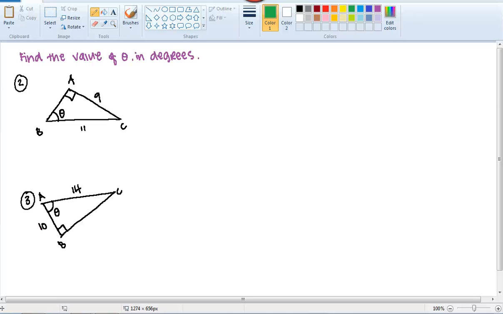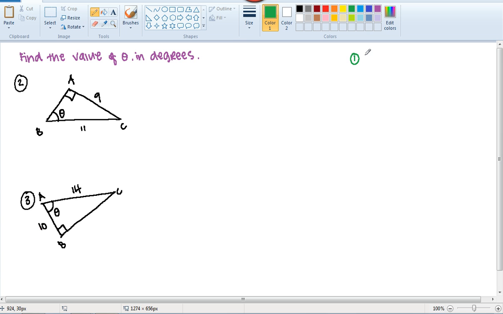Okay, now let's take a look at two more examples to find the value of theta in degrees. Okay, so before that, let's recall our four-step approach and also the things to note when doing such kind of question. Okay, so let me write down the four-step approach.